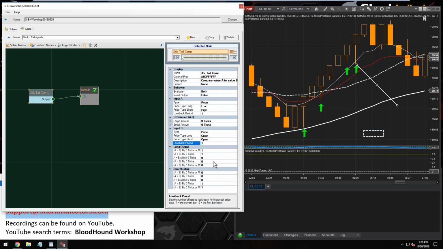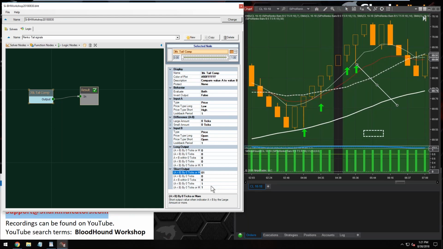Open price. And next we need to get our output set correctly, right? So basically for a long, the low is always going to be less than the open. So again, we're going to use A. Remember, A represents the low price of the bar. So A is going to be less than B, and B is the open price of the bar. So the low of the bar is going to be less than the open of the bar. Makes sense. So there we go.